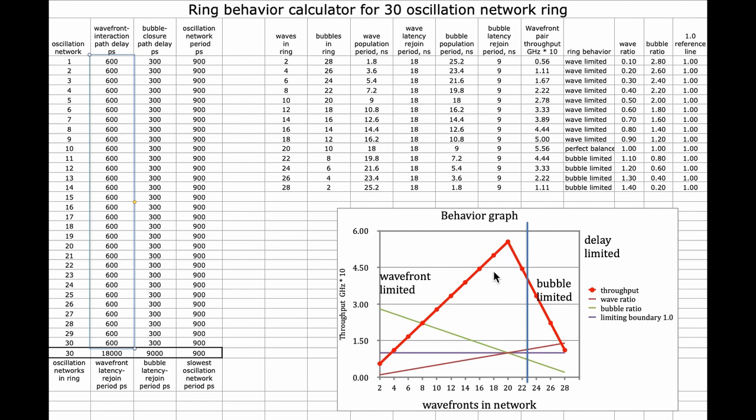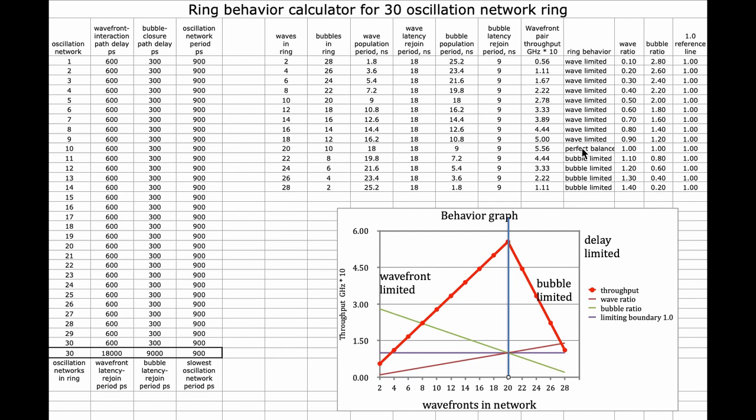And there are more wavefronts on the wavefront limited side now, because the wavefront latency rejoin period is so long that more wavefronts can get through the slowest oscillation network. So now if we move our bar over here, we can see that the ratio lines still intersect at the 1 line, and everything to the left of the bar is wavefront limited. Everything to the right of the bar is bubble limited.